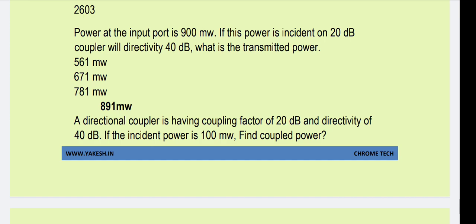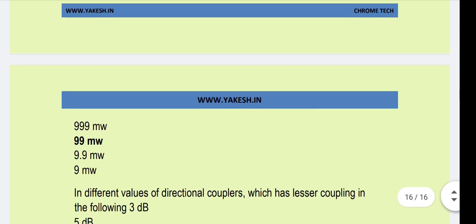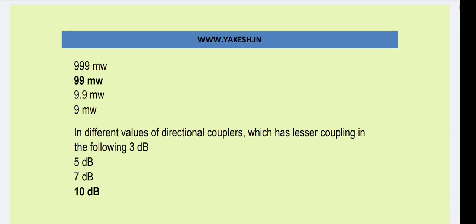Power at the input port is 900 mW. If the power is incident on 20 decibel coupler with directivity 40 decibel, what is the transmitted power? Option D is the correct answer, 891 mW. Next question. A directional coupler is having coupling factor of 20 decibel and directivity of 40 decibel. If the incident power is 100 mW, find coupled power. Option B is the correct answer, 99 mW.